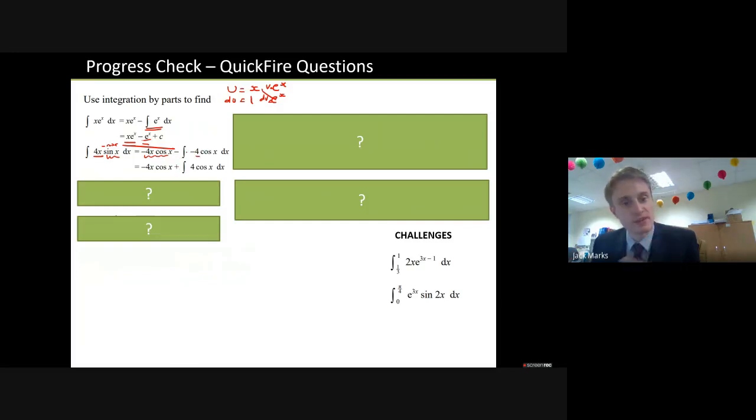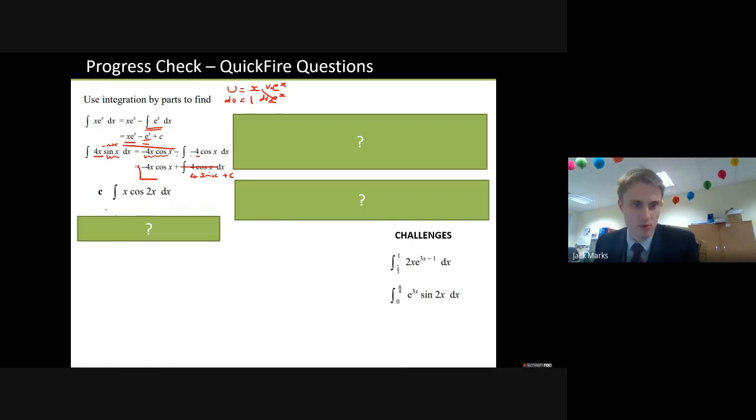So when you do your v du, you'll get this part here. If you have a negative and a negative here, you can just make it a plus sign straight away. If you integrate 4 cos x, you'll get 4 sine x, won't you? So your final answer would be like that.